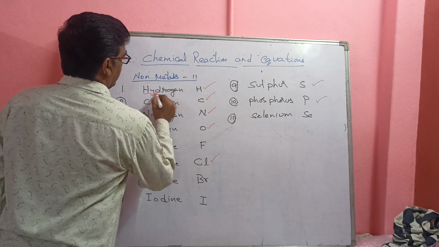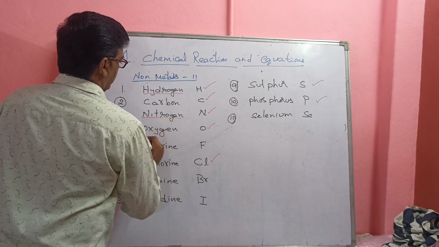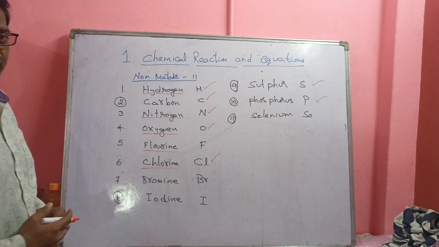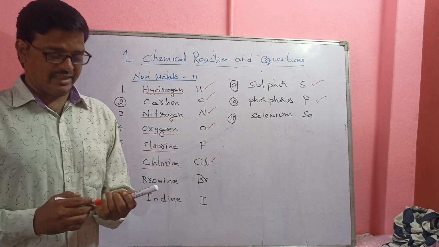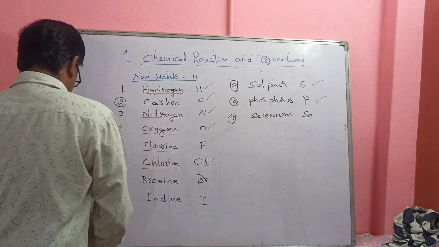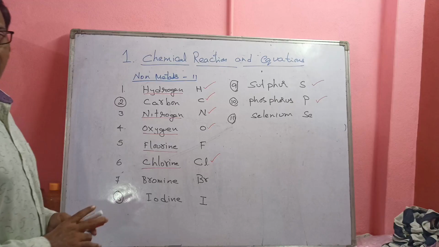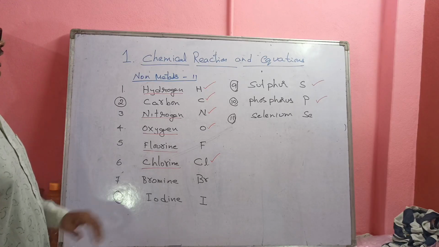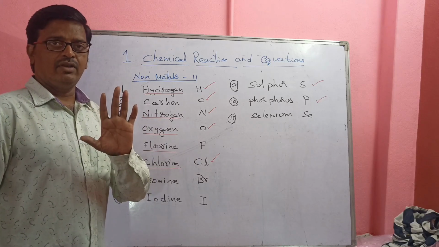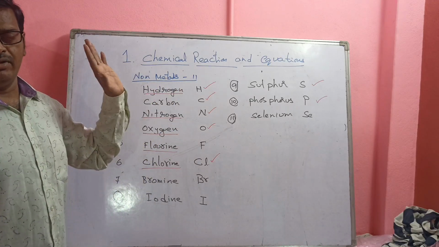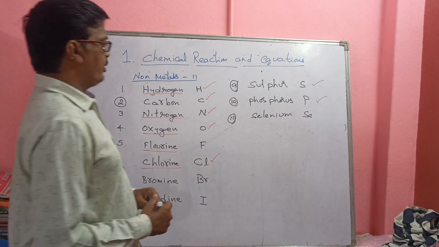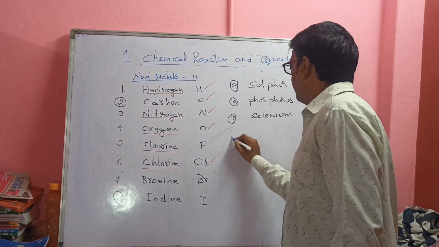I will underline the gases. What are the gases? Hydrogen, nitrogen, oxygen, fluorine, chlorine. These 5 are gaseous non-metals. Very important point: out of 11 elements, solids are only 5, gases only 5, and the remaining one is there. What is that? Bromine.